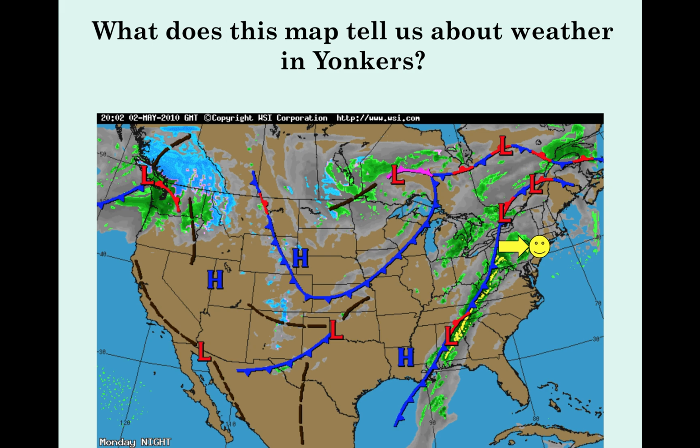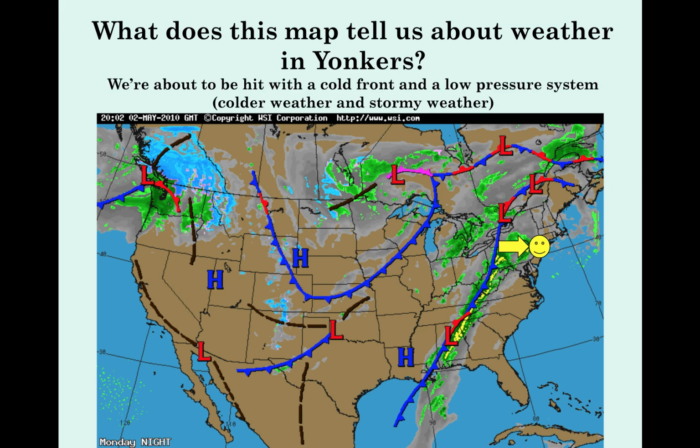We also know that in the northern hemisphere, air tends to move from west to east, so that low pressure system also will be coming towards us. So that means that we're about to get hit with a cold front and a low pressure system, which means that we can expect colder weather and stormy weather coming our way.